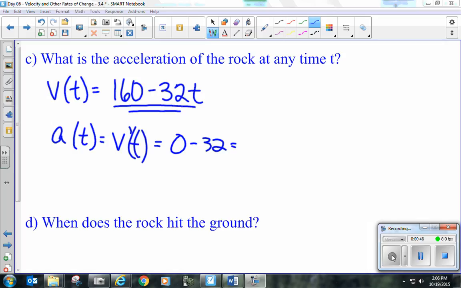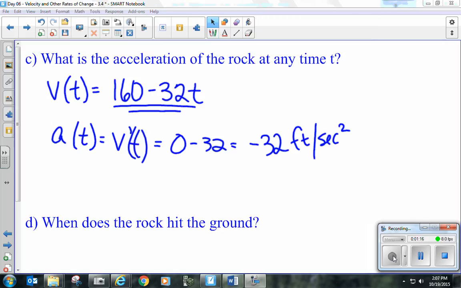So the acceleration will always be, what is this in feet per second? But it's acceleration, second squared. So it is either negative 32 feet per second squared, or you say it is falling downward, or acceleration is pulling downward at 32 feet per second squared. That should be its gravity. Does gravity ever change?